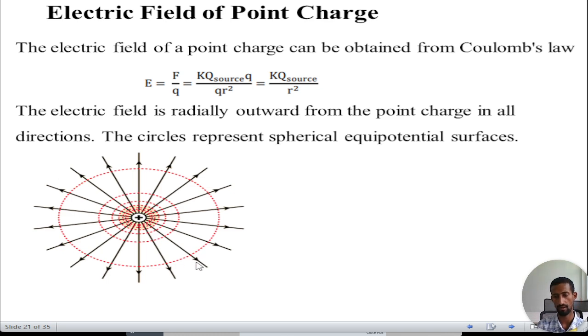From Coulomb's law, you remember, and I have defined previously, that the force is directly proportional to the magnitude of the charges and inversely proportional to the square of the separation distance. So the separation distance from this point to this point is equal, and from this point to this point is equal. So these dots are on the equipotential lines.